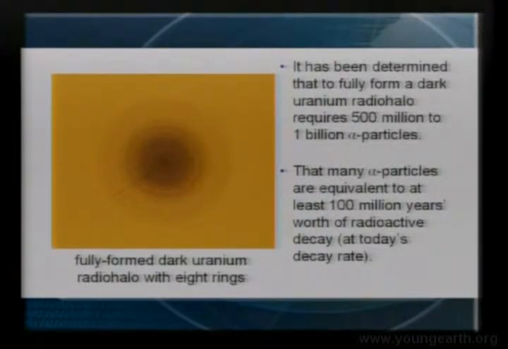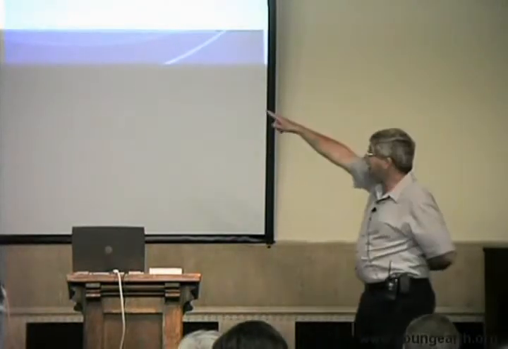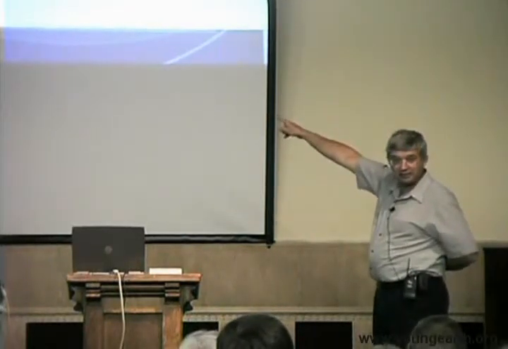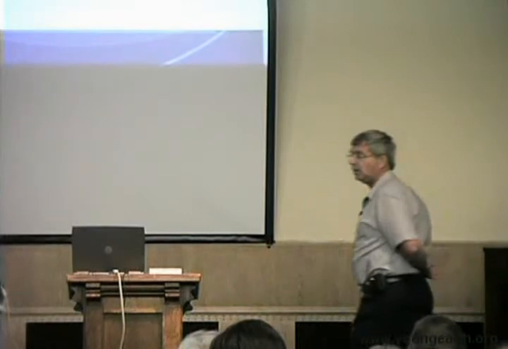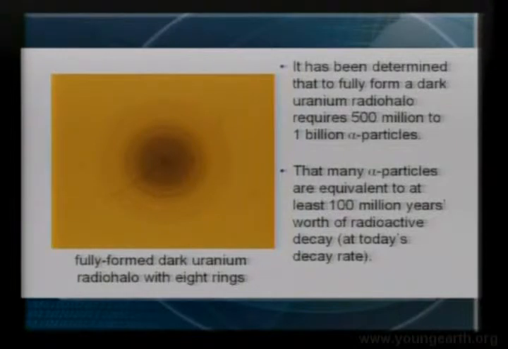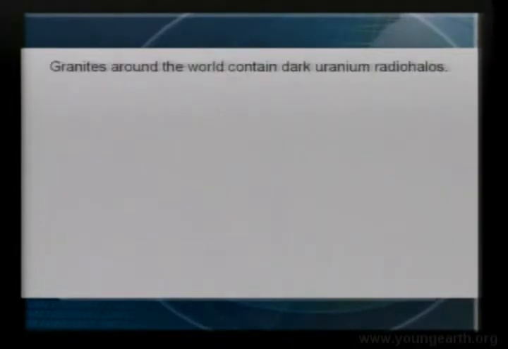So when you see that radiohalo under the microscope in a granite, it means that there has been so much radioactive decay, it's the equivalent of at least 100 million years worth at today's measured rates. Now that's not to say there was 100 million years worth of decay, it's just that number of alpha particles equivalent to that amount of decay. And that's important to remember the difference. That's why you'll always see in brackets "at today's decay rate". That's assuming today's slow rate of decay.